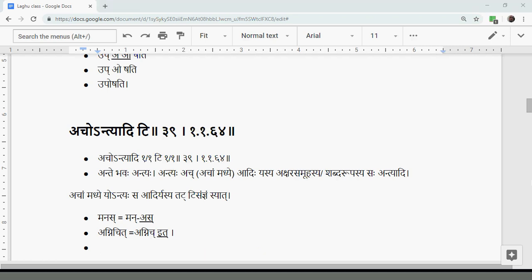Similarly, this is important in tip tas jhi, sip thas tha, mip vas mas, and then ta atam jha, thas athaam dhvam, id vahi mahin. The first nine are parasmaipada pratyayas: tip tas jhi, sip thas tha, mip vas mas. Then the second set of nine are atmanepada pratyayas: ta atam jha, thas athaam dhvam, id vahi mahin.